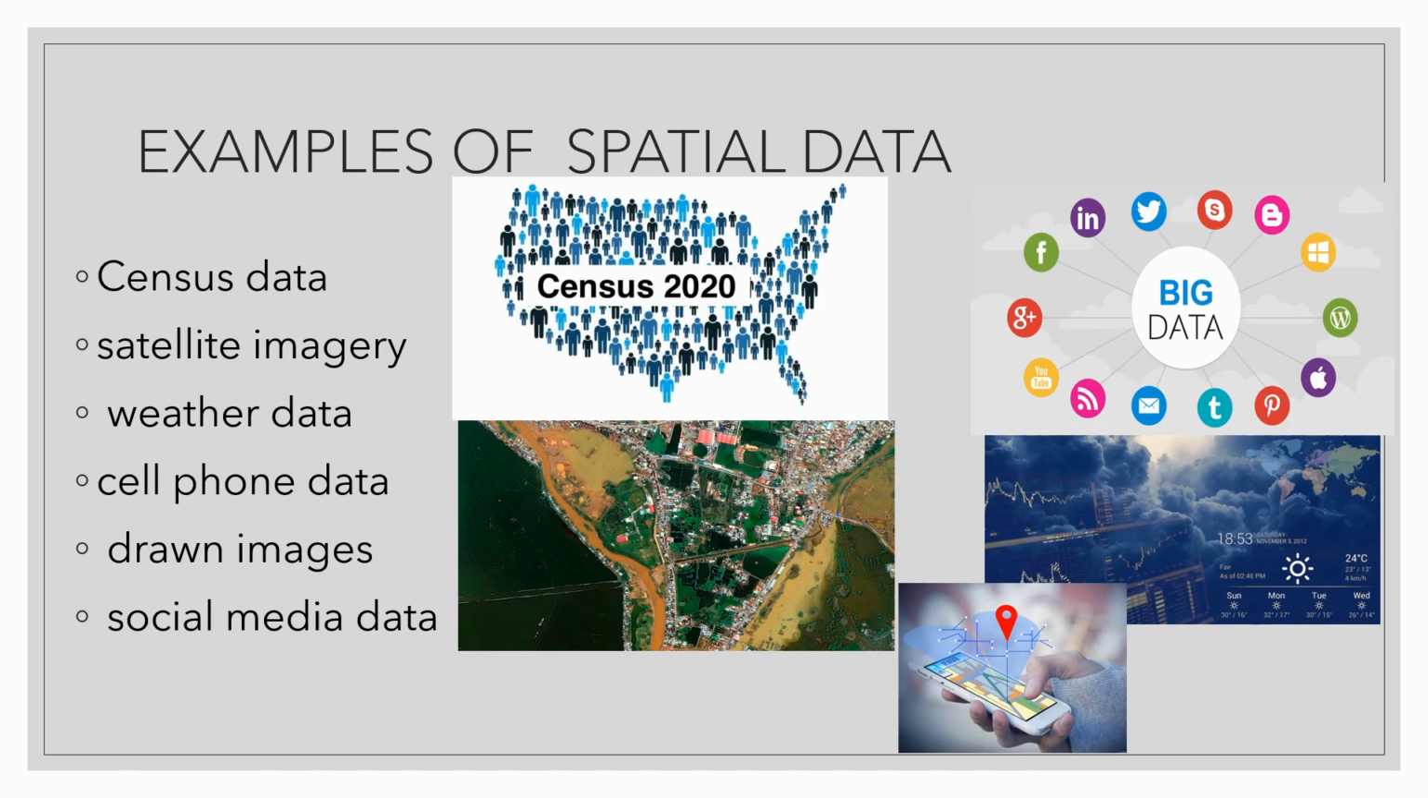Geospatial data typically involves large sets of spatial data gleaned from many diverse sources in varying formats and can include information such as census data, satellite imagery, weather data, cell phone data, drone images, and social media data. There are uncountable spatial data examples as mentioned above.